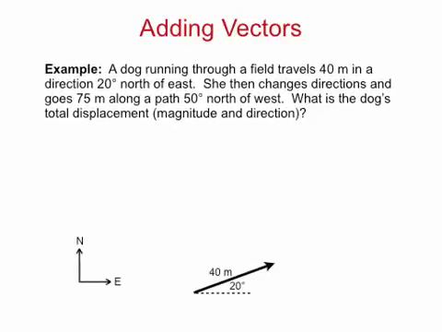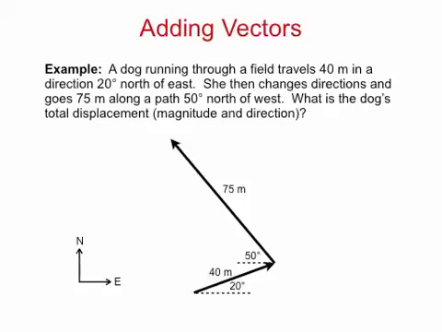We represent the first leg of the dog's journey as a displacement vector of length 40, pointing in a direction 20 degrees counterclockwise from whatever direction we choose to call east, in this case horizontal and to the right. That's because north is counterclockwise from east, so the phrase north of east means counterclockwise from east. Next, we draw a displacement vector representing the second leg of the dog's journey. This time it's a vector of length 75, pointing 50 degrees clockwise from west. Since north is clockwise from west, north of west means clockwise from west.